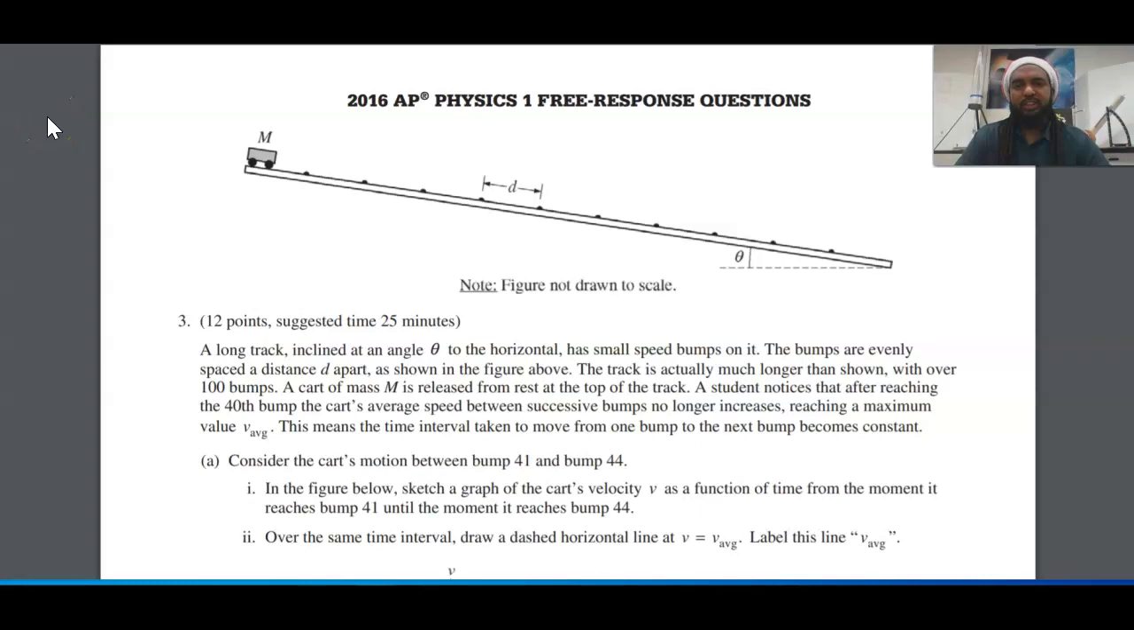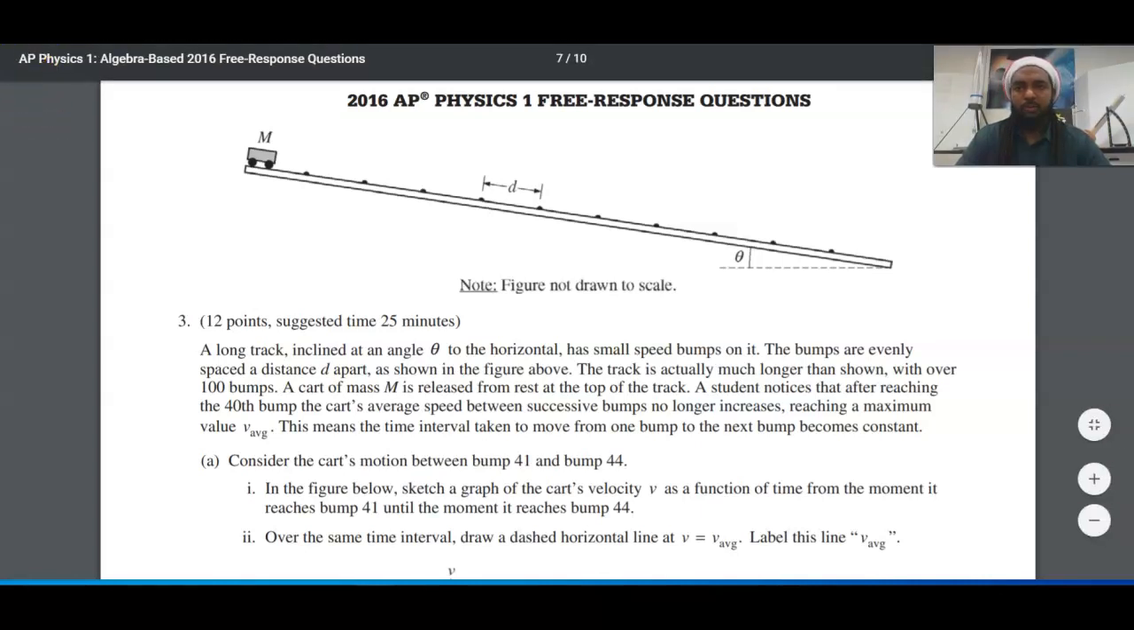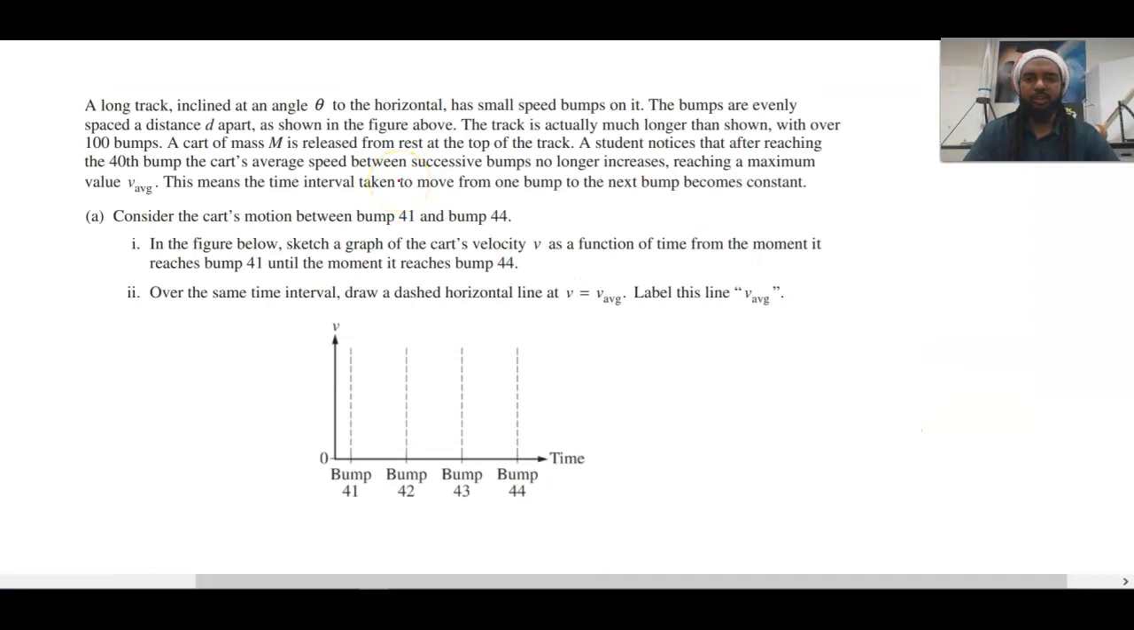So this one from 2016 is a bit longer. Pause the video and read the question. So they're asking you to do two things. They're asking you to draw a sketch of the graph's actual velocity as it goes from bumps 41 to 44, as well as drawing a dashed line for its average velocity. And it tells you to draw a dashed horizontal line because it says that the average value becomes constant.